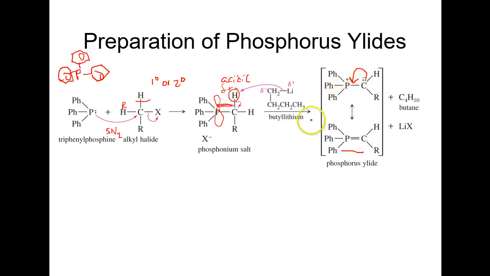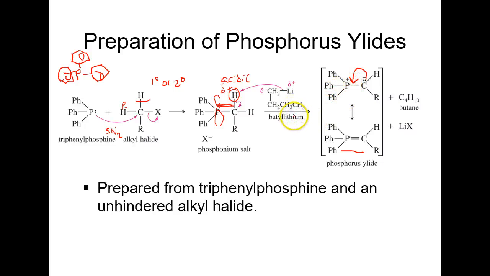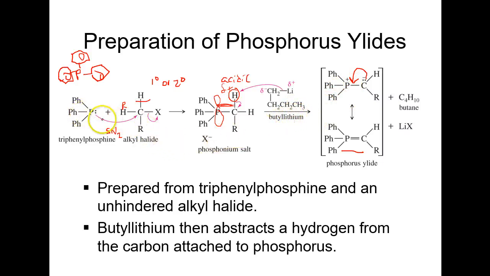Okay, so this is how you prepare the phospholipid. Just to remind you, the phosphorus does an SN2 reaction on whatever group you want to attach onto your carbonyl. That's the group you have. Like I said, it needs to be primary or secondary. It can't be tertiary because you need a hydrogen.